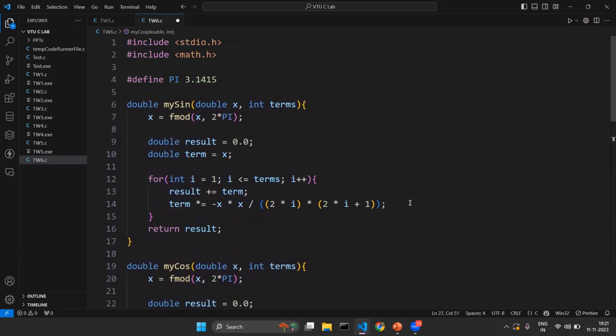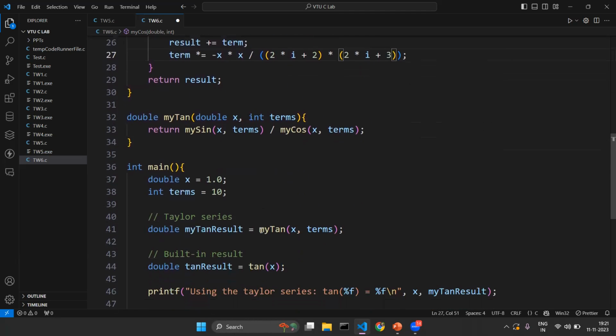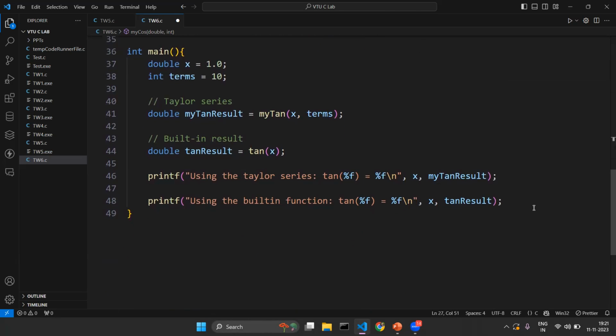This will give us my cos function, and my sine and my cos functions together will give the my tan function. My tan function is getting called over here, and anything remaining over here is the comparison. Let's have some comparison.